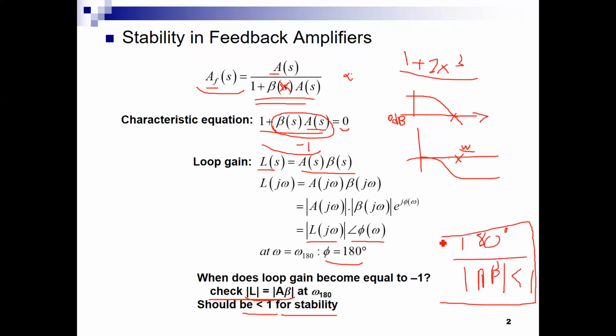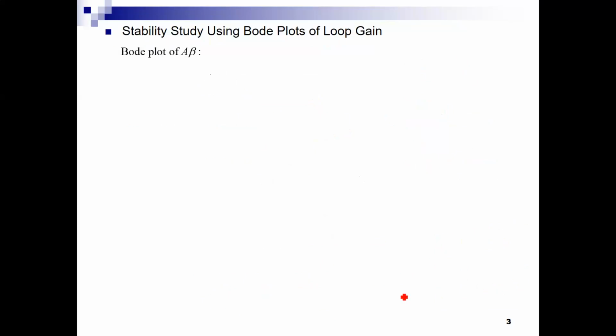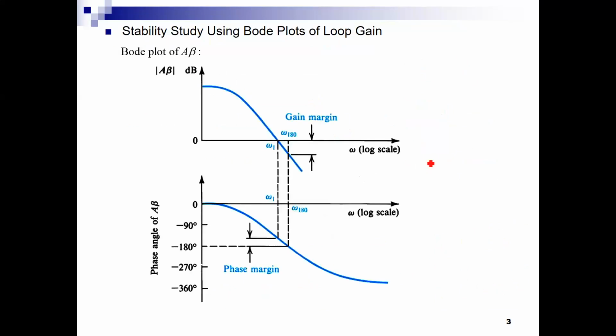This is what we focus on in all of the lecture slides to come. Okay. Did we understand what our objective is? I want stability. I have a loop gain called A beta.